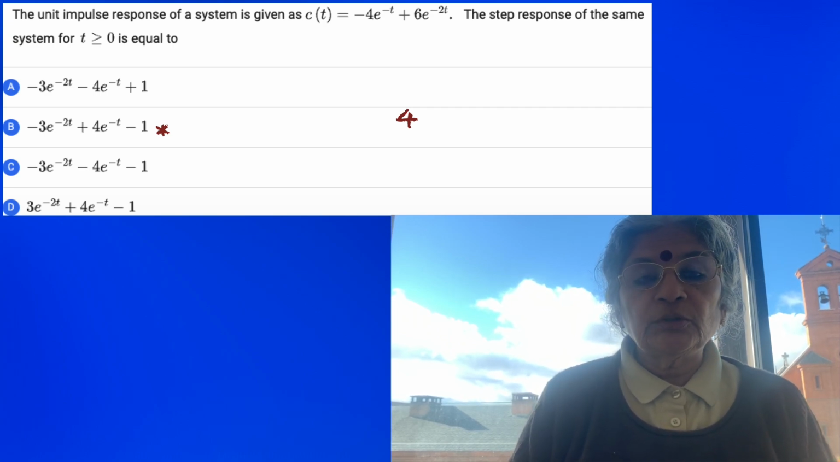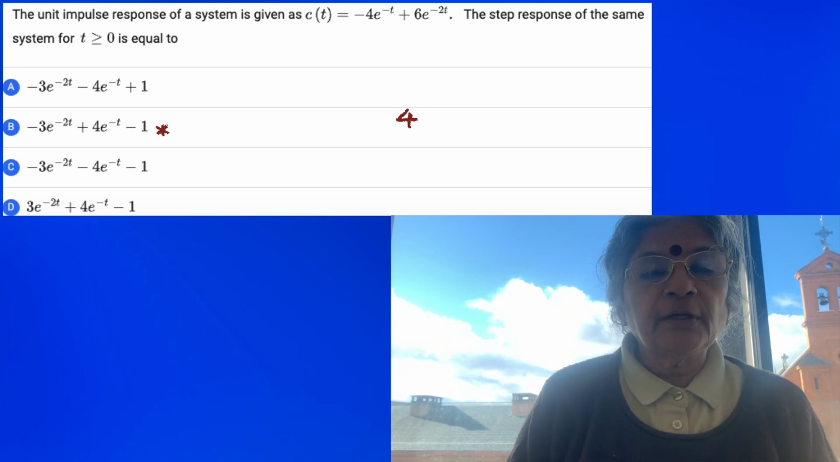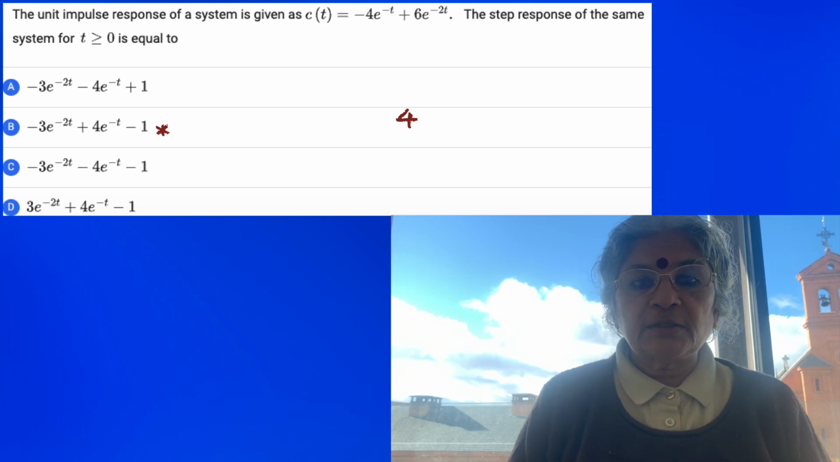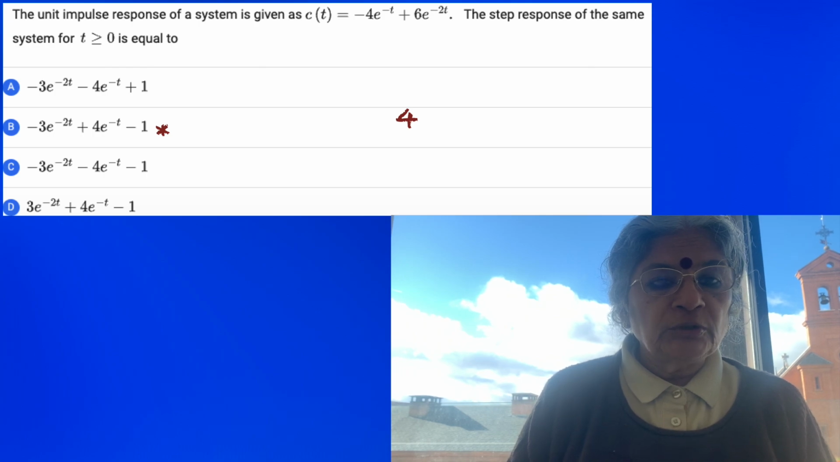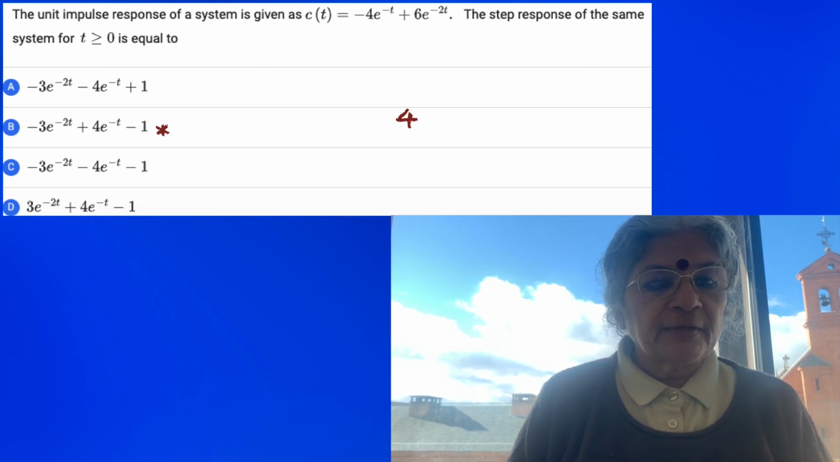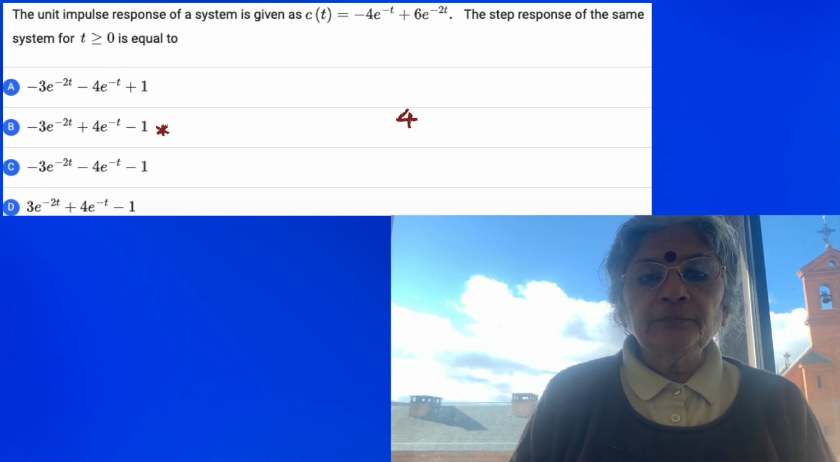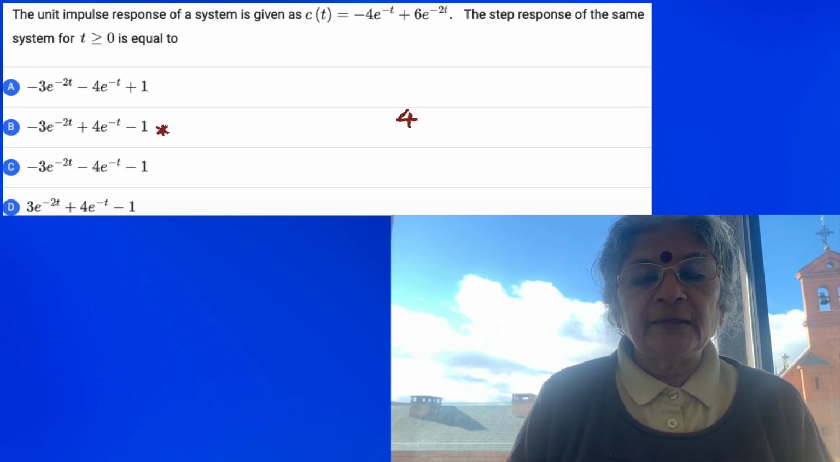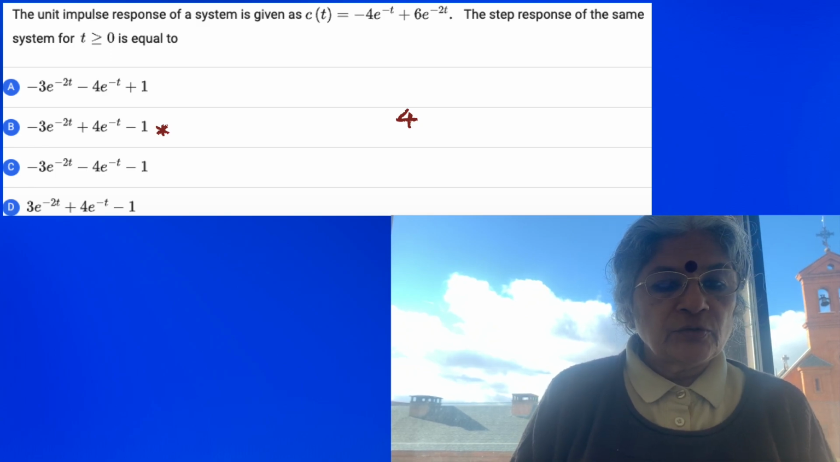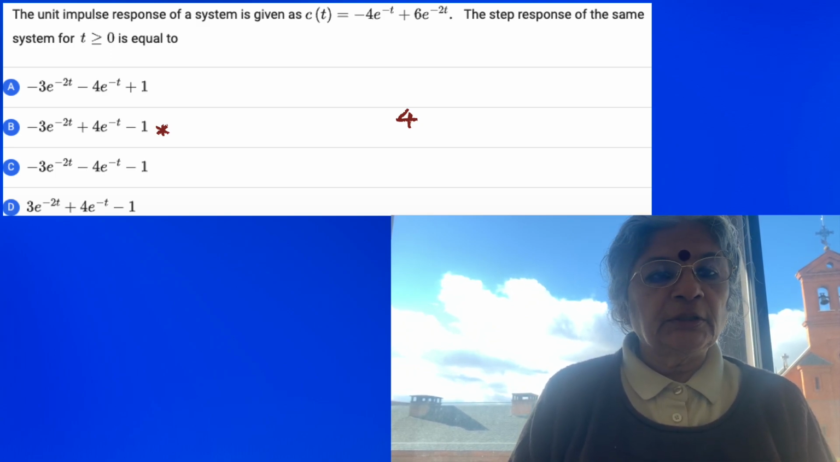So now we have two terms. One is going to be minus 4 into e raised to minus t. When you integrate, you get 4 into e raised to minus t, or minus 4 e raised to minus t divided by minus 1. So we have two options with 4 e raised to minus t, that is B and C. Then we move on to the next term, 6 into e raised to minus 2t, which when integrated with respect to time gives you 6 by minus 2, that is minus 3. So B seems to have both the terms with appropriate coefficients: minus 3 e raised to minus 2t plus 4 e raised to minus t.